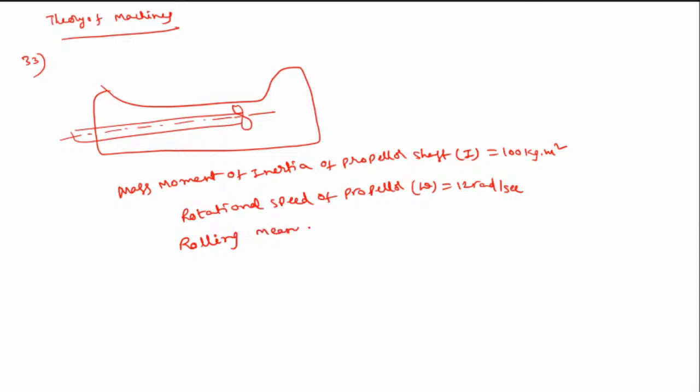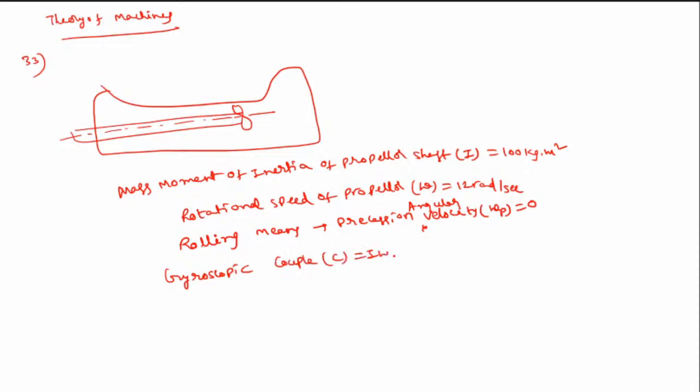Rolling means your precession angular velocity, that is omega p, is 0. As omega p is 0, we can easily say that your gyroscopic couple C is equal to I omega p. So omega p is 0, so your gyroscopic couple is 0. Simply you can say that it is 0. So that is another question. Let us solve one more question in heat transfer.